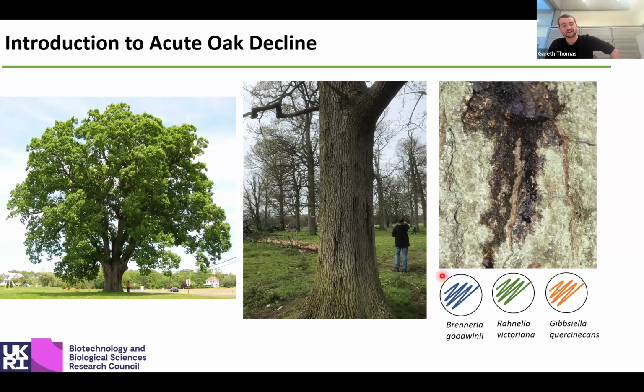These 3 bacteria work together to cause these bleeds and the onset of the disease. What they've also shown is that if you take these bacteria in isolation and put them onto a healthy tree, they will actually form these lesions as well. So we're pretty confident that these are the cause of this disease.